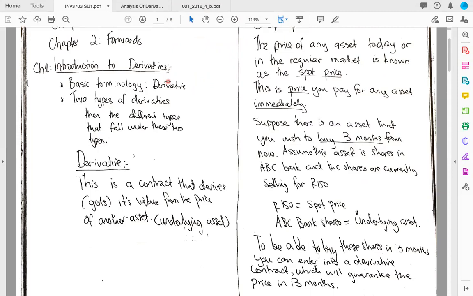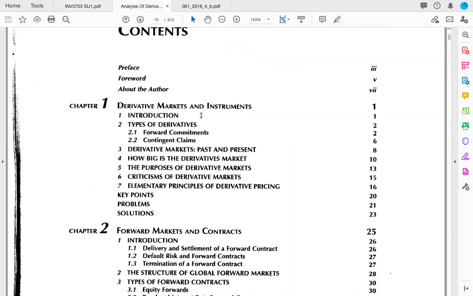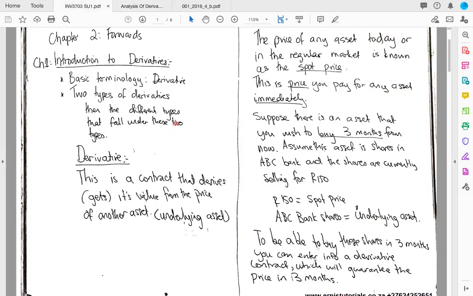Okay, so now let's get to it. Chapter 1 is derivatives, markets and instruments, and I will introduce you to derivatives. Okay.